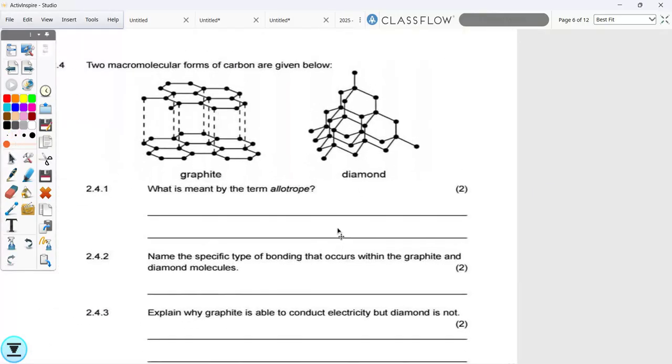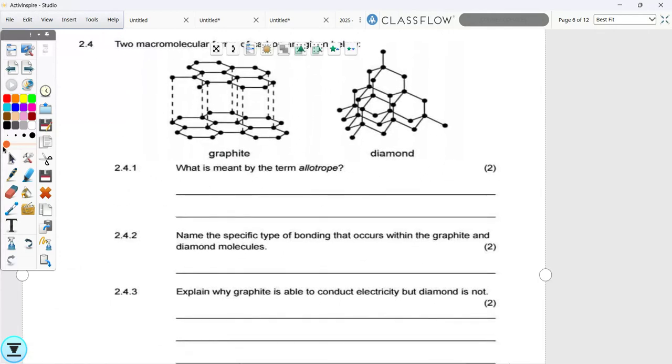Alright, next question. So this question now, they're giving you two molecules. They're telling you that it's graphite and diamond. They call it macromolecules. What's the other name we gave to it? They call it macromolecules in your book as well, but there was a simple word that we used. Lattice. No, lattice is for ionic substances. Giant. Covalent, guys. Giant covalent. So you already know that they are sharing electrons.